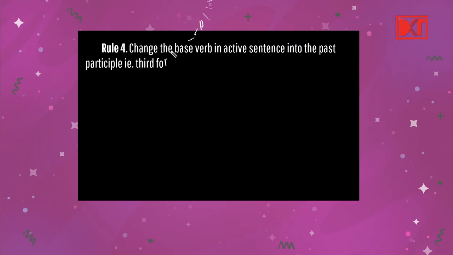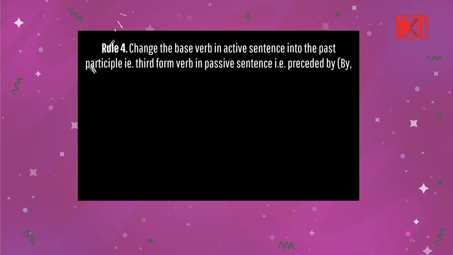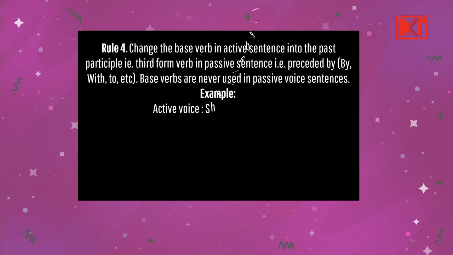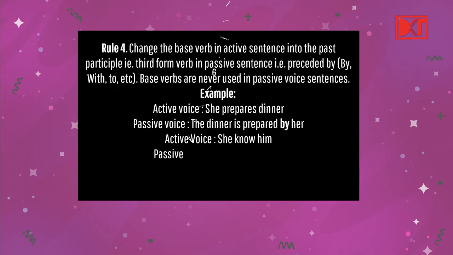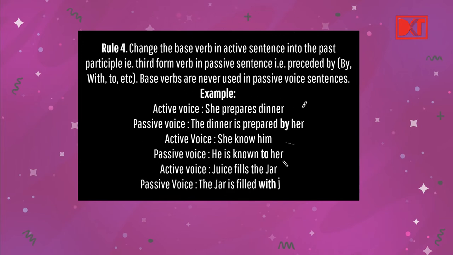Okay, so here, now we have the next category of rules. Here it says, okay, so here, rule 4 says, change the base verb in active sentence into the past participle. This is a very, very, very important rule. You star mark this slide. Change the base verb in the active sentence into the past participle.